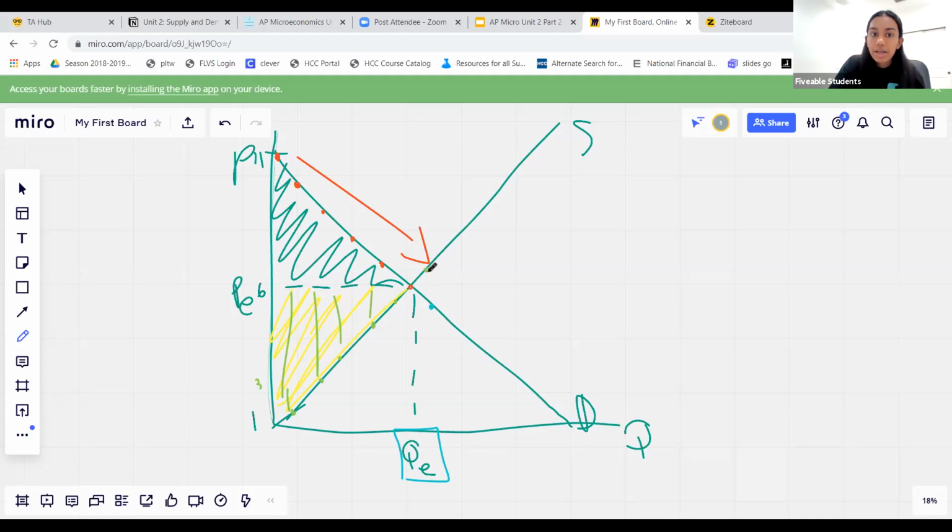But of course, if a producer is willing to only sell at a higher price, no one's really going to buy from them because the market price for the product is $6. So why would anyone go above that to actually purchase the product? So yeah, you can't go past the equilibrium point in this case.